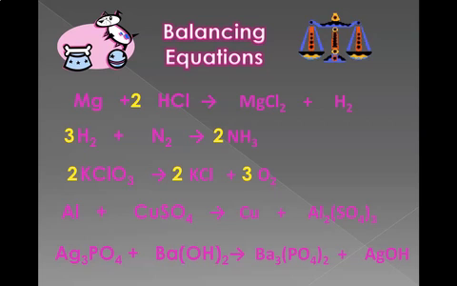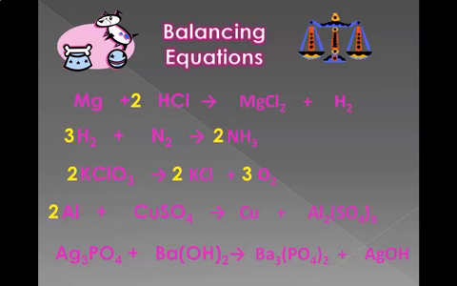Okay, let's look at the next one. Al plus CuSO4 yields Cu plus Al2(SO4)3. Okay, so I'll go through each of these individually. I have 1 Al on the left, and I have 2 on the right, so I'm going to need to add a 2 in front. Okay, so now my Als are even. I have 1 Cu on the left and 1 Cu on the right, so that's okay right now.